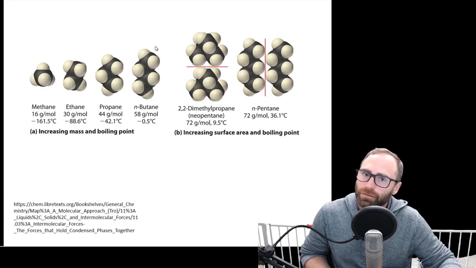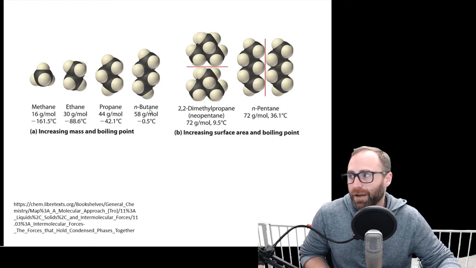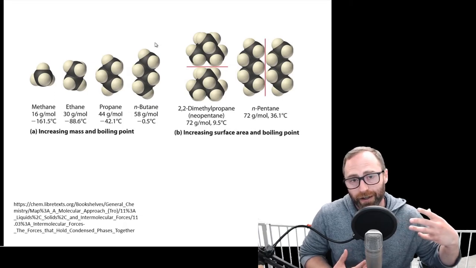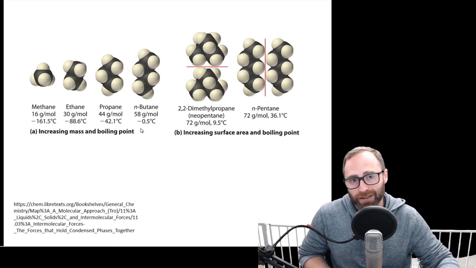There are more atoms. More atoms leads to more electrons. More electrons. And if you can have more electrons bunch up on one side of the molecule compared to the other, you're going to have a greater difference in that partial negative. So one side's going to be partially negative, more partially negative. One side will be more partially positive.